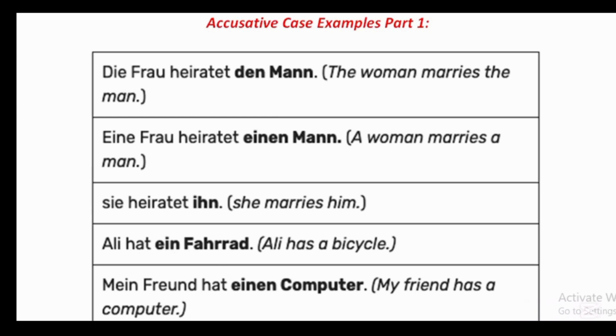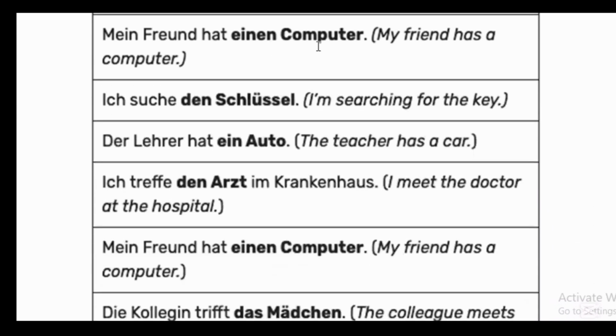Okay, the next one is: Mein Freund hat einen Computer. My friend has a computer. So this is your object, einen Computer. I can understand that this is a masculine noun. That's why we write einen here.